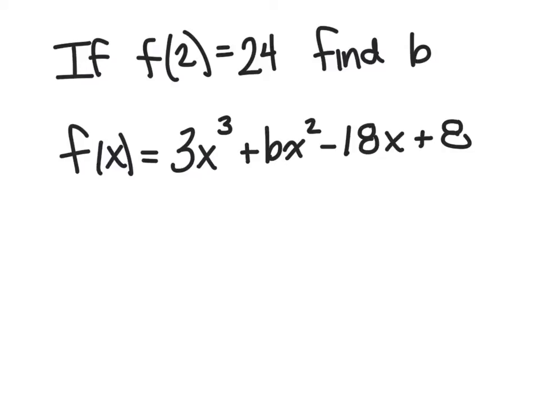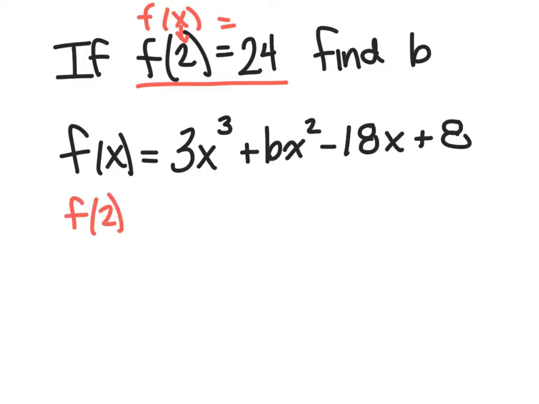So in our first example here, if f of 2 equals 24, find b. And our polynomial here is f of x equals 3x cubed plus bx squared minus 18x plus 8. So hopefully you're feeling pretty good about this question. We've evaluated functions ever since 9th grade. Hopefully this is pretty straightforward. Remember, this is really read f of x. So I'm replacing the x with the number 2, and I'm setting the final equation equal to 24. So I'm replacing all my x's with 2.